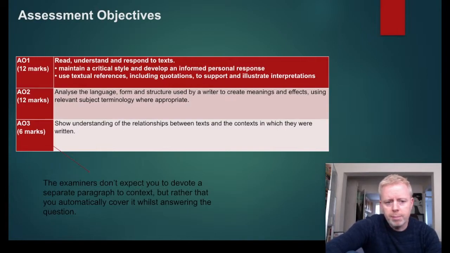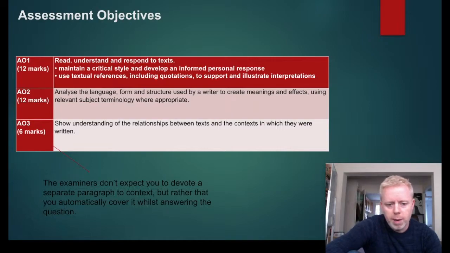It's a 30-mark question. You have 45 minutes to answer it, and the marks are broken down 12, 12, 6, as is typical with the AQA literature syllabus. AO1 12 marks, AO2 12 marks, and AO3 context 6 marks.